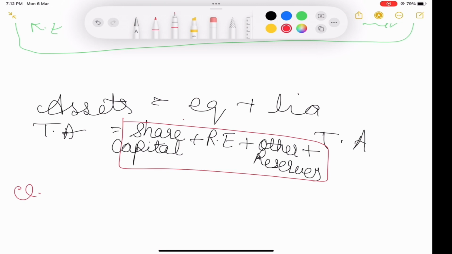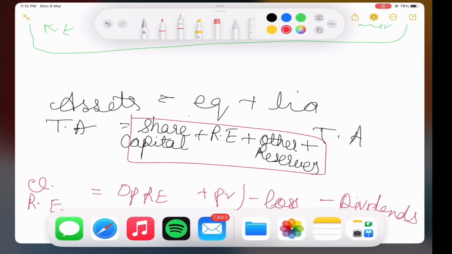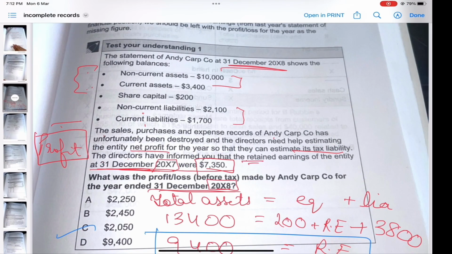Now, if we bifurcate retained earnings as well, closing retained earnings would give you opening retained earnings plus profit or minus loss, minus dividends which we are distributing to the shareholders. This would give you your closing retained earnings. So that's how we use the formula and we solve the question.